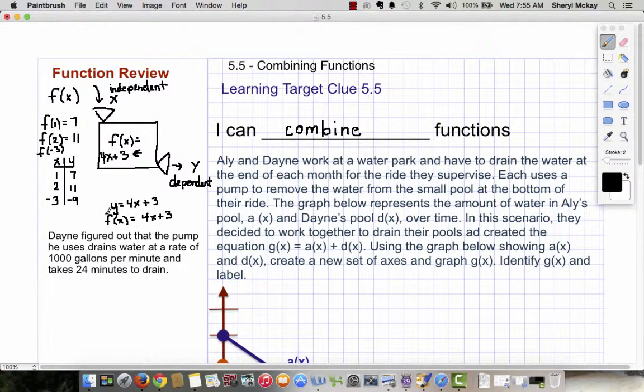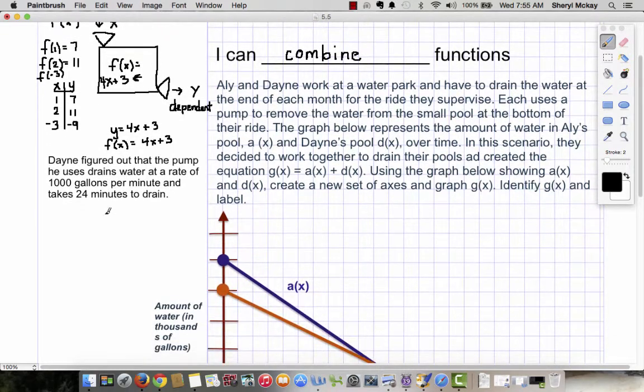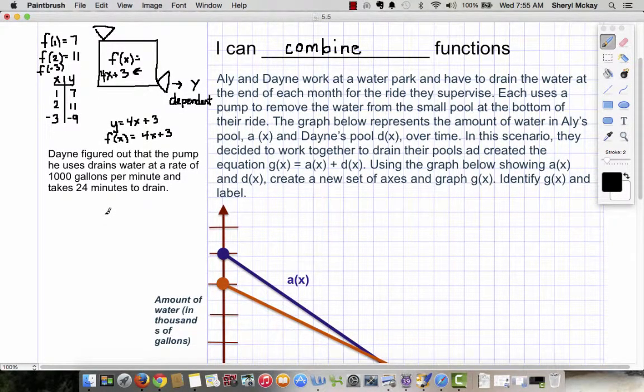All right, now let's talk about this little problem that I have here. Allie and Dane work at a water park and have to drain the water at the end of each month for the ride they supervise. Each uses a pump to remove the water from the small pool at the bottom of their ride. The graph below represents the amount of water in Allie's pool, A of x, and Dane's pool, D of x, over time. So we have two different graphs, A of x and D of x.